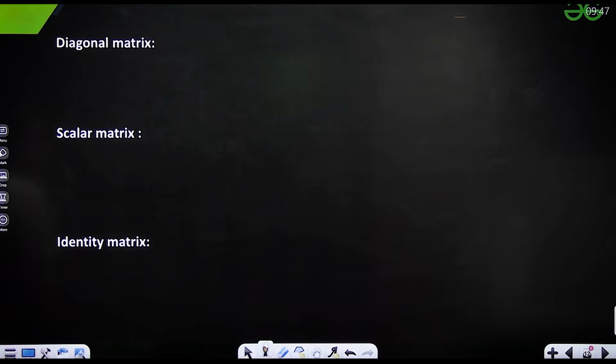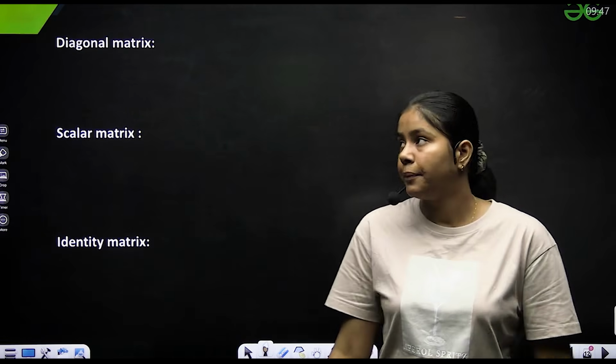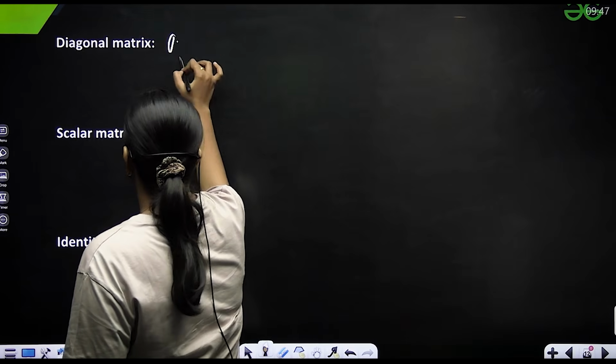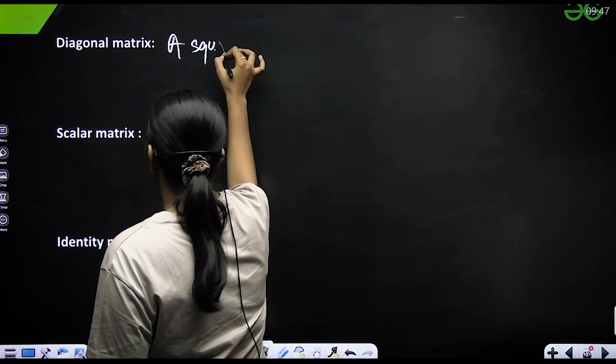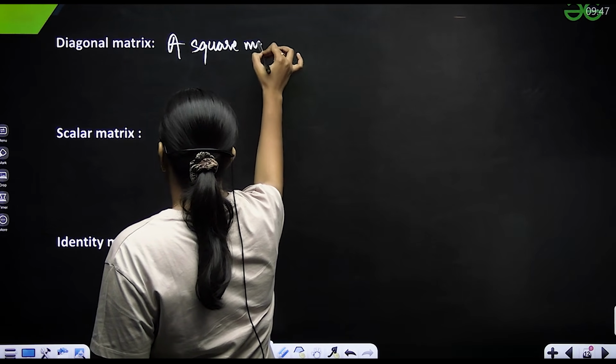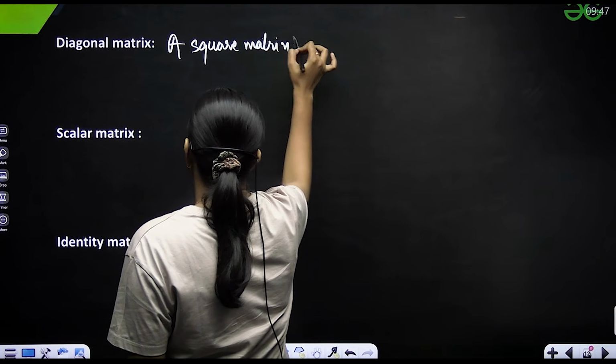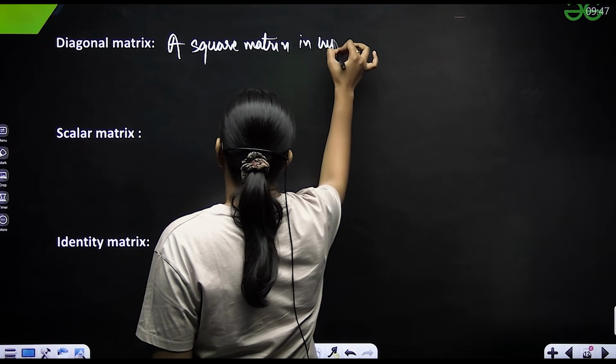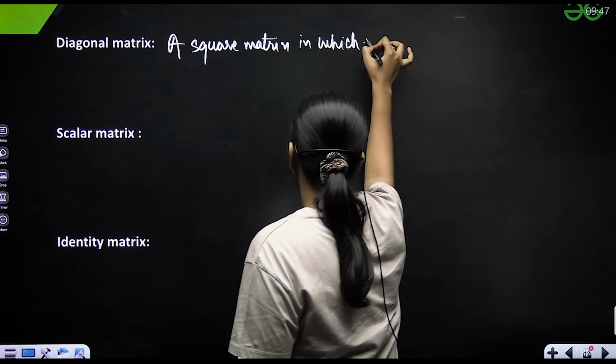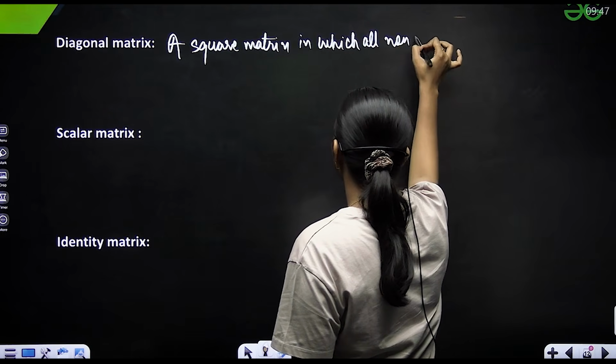Now next thing we have here is the diagonal matrix, right? So what is a diagonal matrix? A square matrix in which all non-diagonal entries are 0.